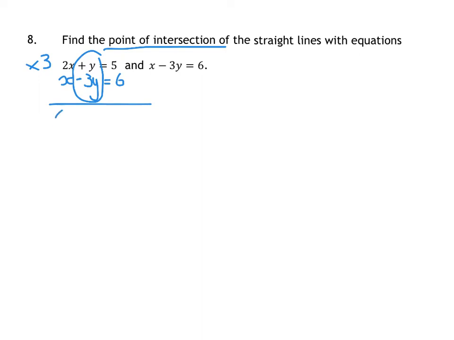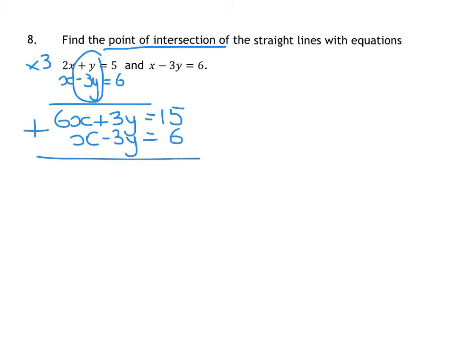So my equations are going to become 6x plus 3y equals 15, and x minus 3y equals 6. At that point, I can just add them together vertically now. 6x add x is 7x. 3y and minus 3y cancel out. 15 add 6 is 21. 7 goes lovely into 21.